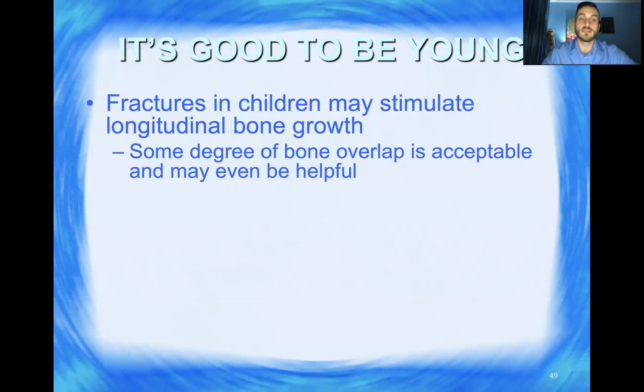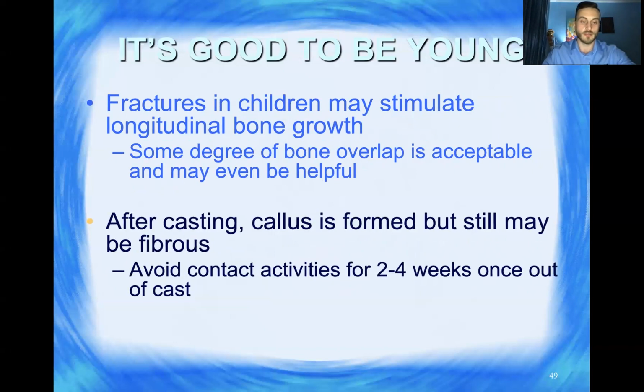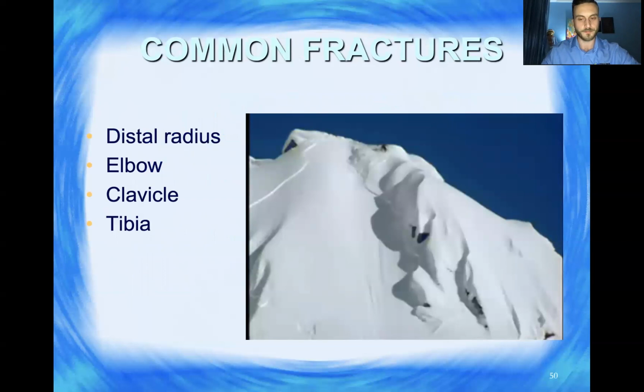Fracture in children may stimulate longitudinal bone growth. That's why on the fracture limb, it may get more length than the other side. After casting, there is callus formation, but it may still be fibrous. So avoid contact activities for 2 to 4 weeks. If you have a fracture in the pediatric age group, like a greenstick, avoid contact activities for 2 to 4 weeks.